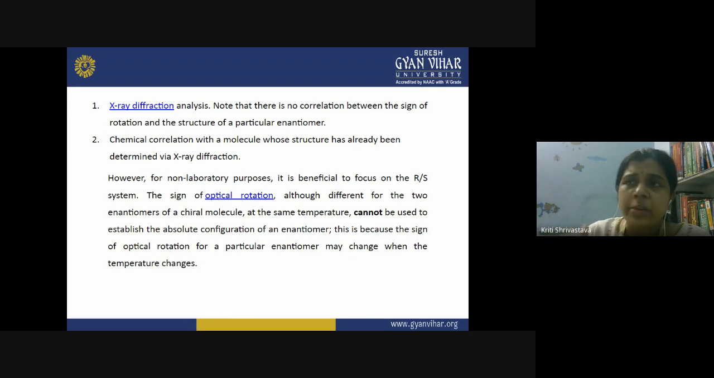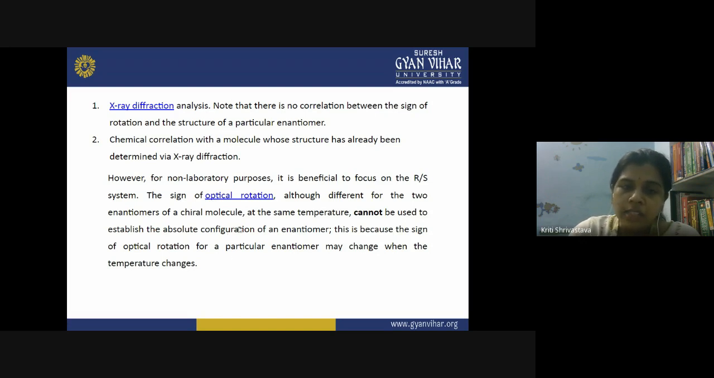So these are the two experimental methods, but practically, whenever we are assigning the R and S configuration to the molecule, generally we are adopting the non-laboratory methods, right? So it is beneficial to focus on the RS system, and here the sign of the optical rotation, although different for the two enantiomers of a chiral molecule at the same temperature, cannot be used to establish the absolute configuration of the enantiomer. If you see the rotation by polarimeter and you are getting the rotation in the minus sign, you cannot say that yes, this is the L configuration. That is not possible and there is no correlation with that.